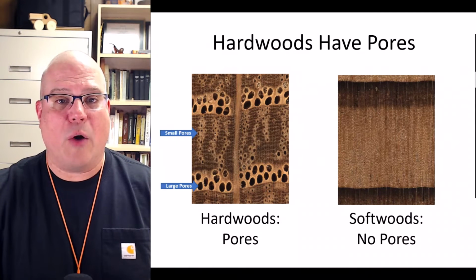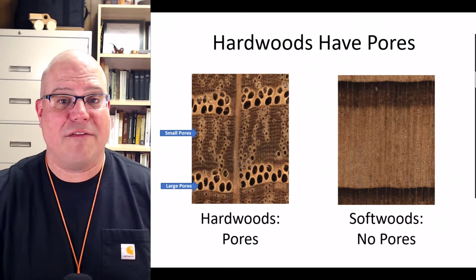All you need to remember now is, if you look at the transverse surface and see tiny little holes like the ones in the image on the left, you're looking at a hardwood. If you don't see any, as in the photo on your right, you're looking at a softwood.